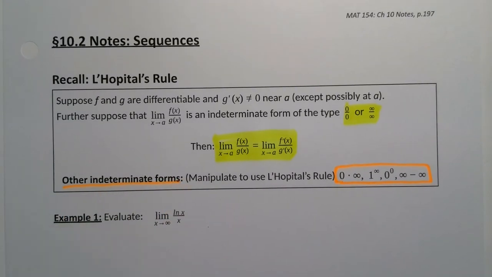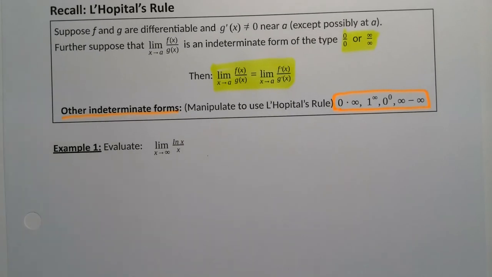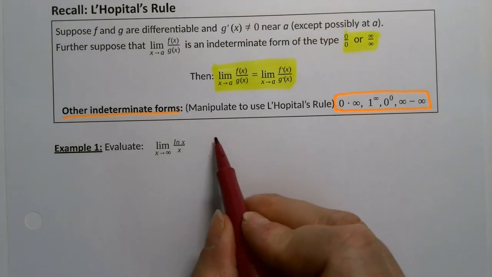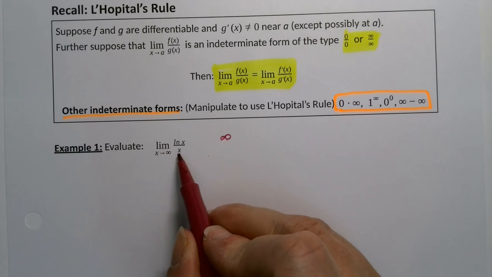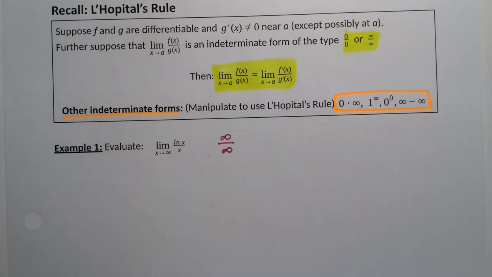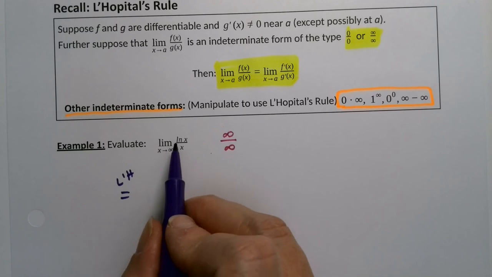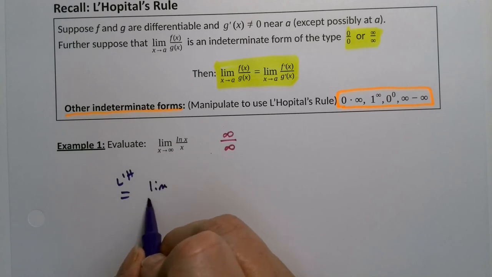All right, so just a reminder, let's find the limit as x goes to infinity of the natural log of x over x. Now the form on this is infinity over infinity because the natural log of infinity is infinity, and obviously x is infinity, right? So according to L'Hopital's rule, I can take the derivative of both of those and take the limit of that.